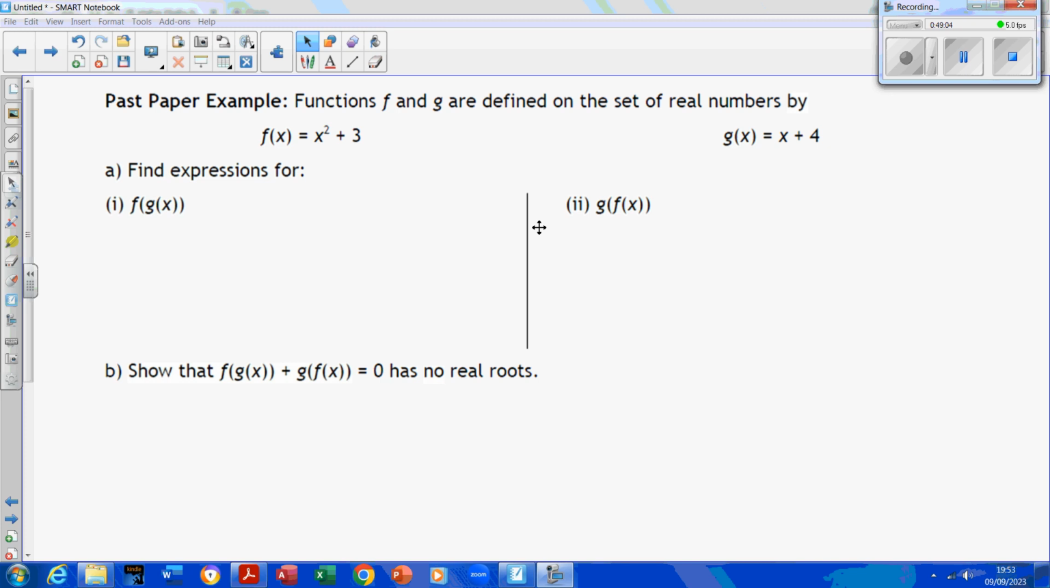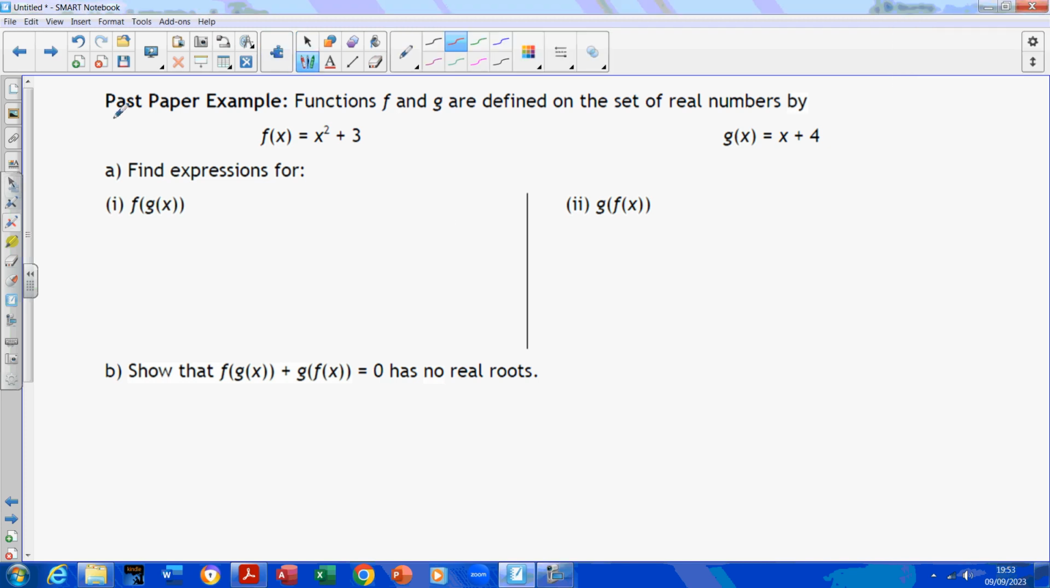Okay, your notes finish off with a past paper question. It's important to go on and find your past paper questions and try and do them all. So it says functions f and g are defined on the set of real numbers by f(x) is x squared plus 3, g(x) is x plus 4.